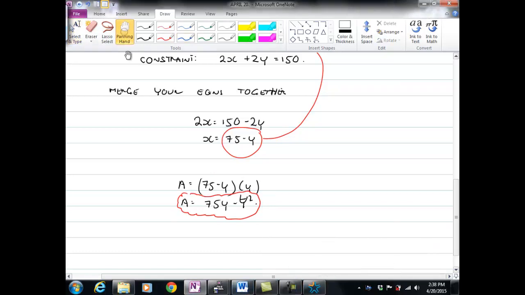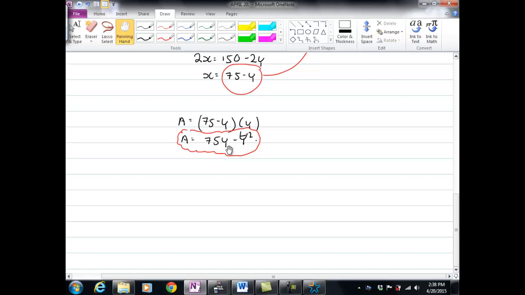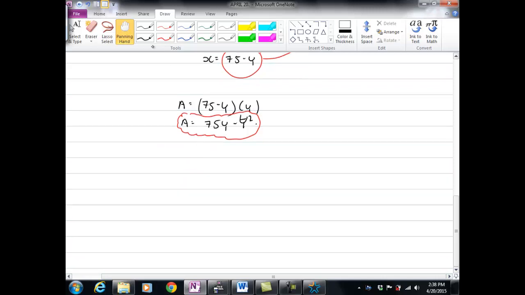And according to your time, you're just going to take the derivative with respect to whatever this is, because this is not a time question. So now I go A prime equals 75 minus 2y. If I did this correctly, I have 2y equals 75. Y equals 37.5.